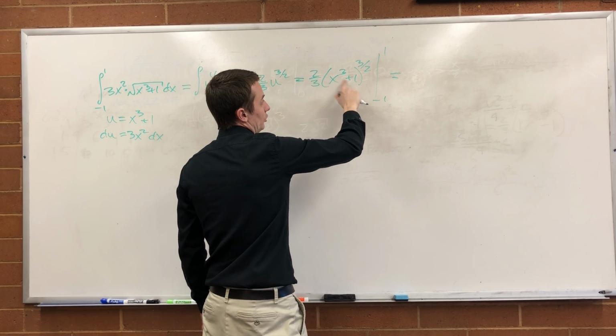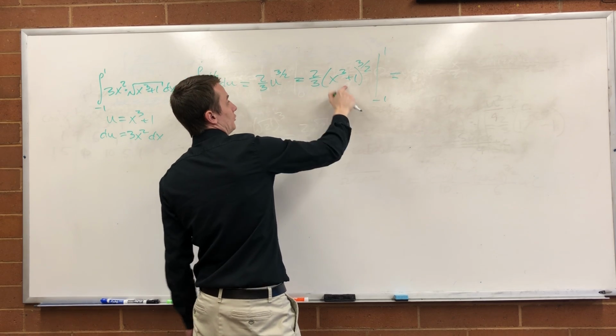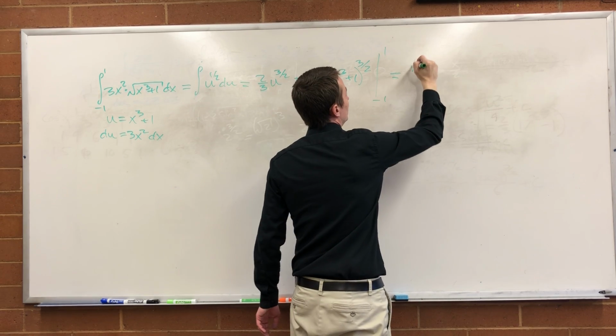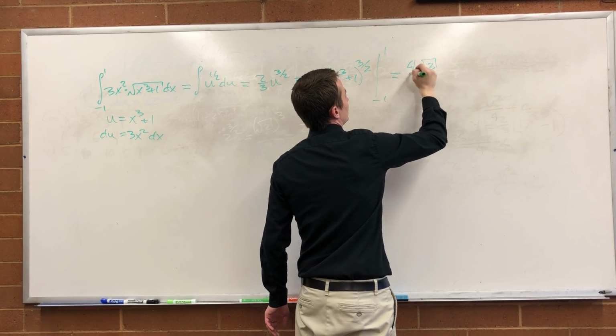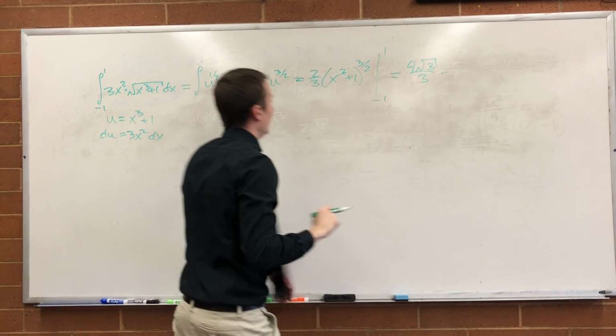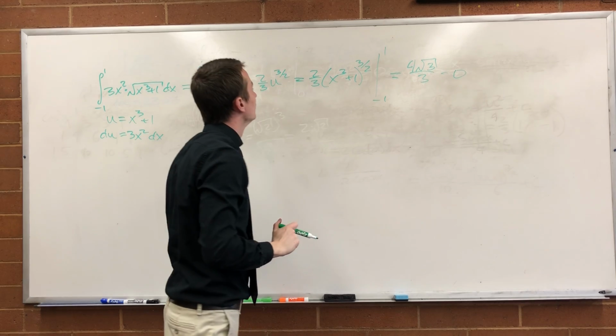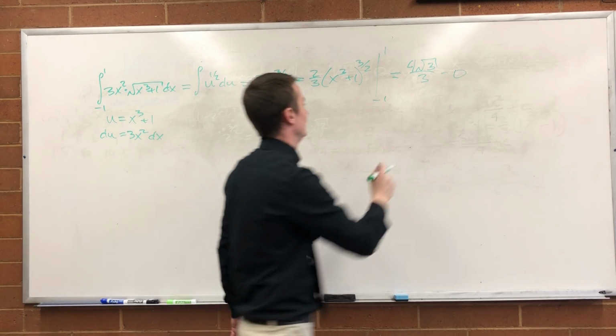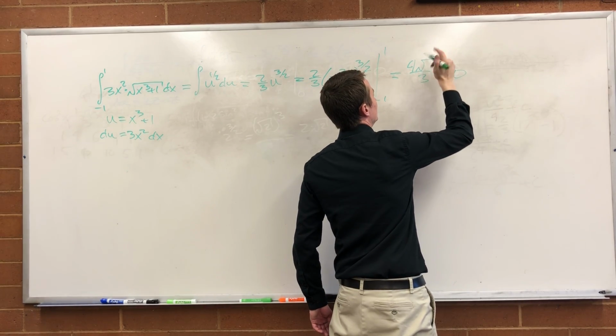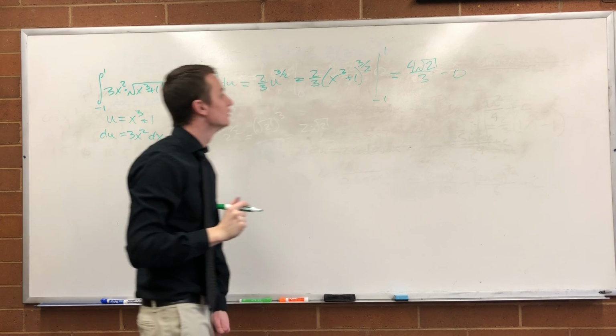1 plus 1 is 2. 2 to the 3 halves is 2 square root of 2, times 2 thirds gives me 4 square root of 2 over 3, right? Minus, what do we get when we plug in negative 1? 0. Sorry, I said 2, but I wrote 3. Thank you.